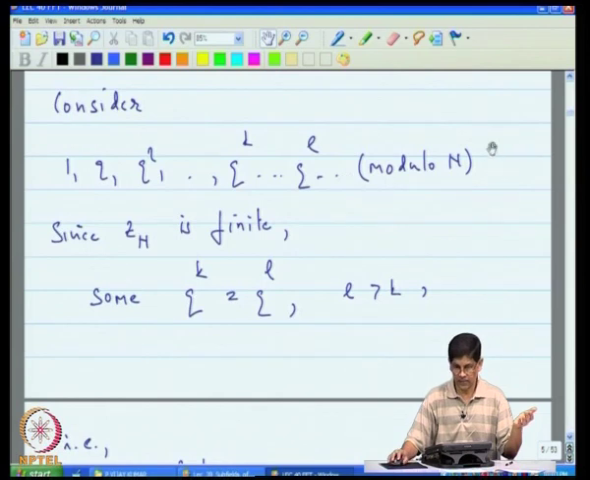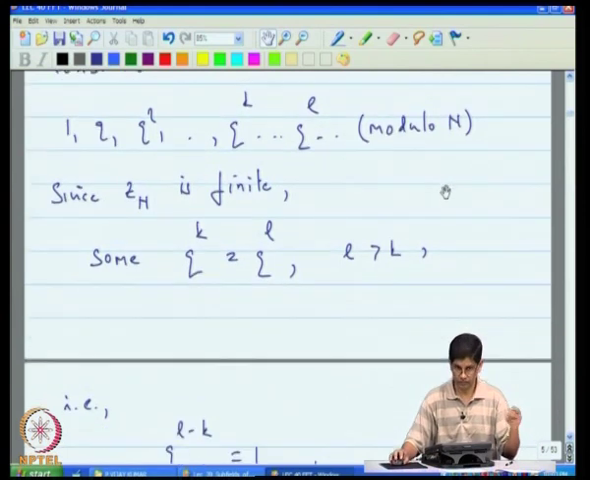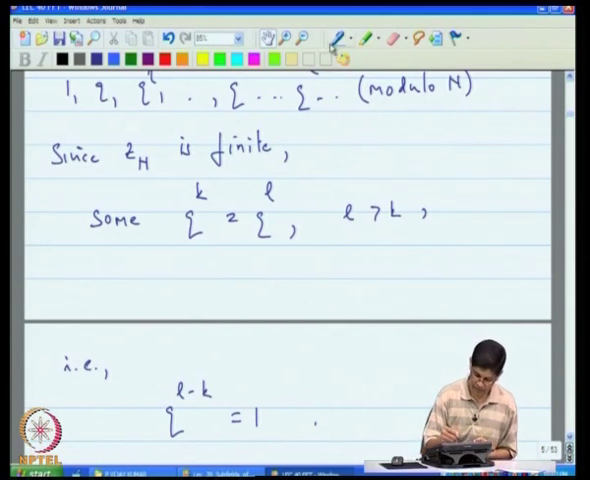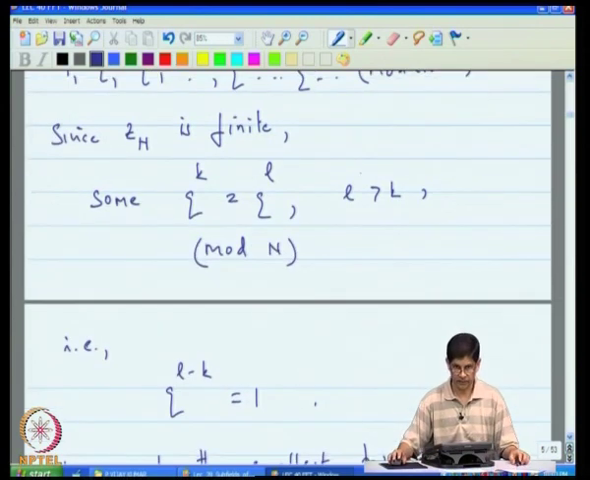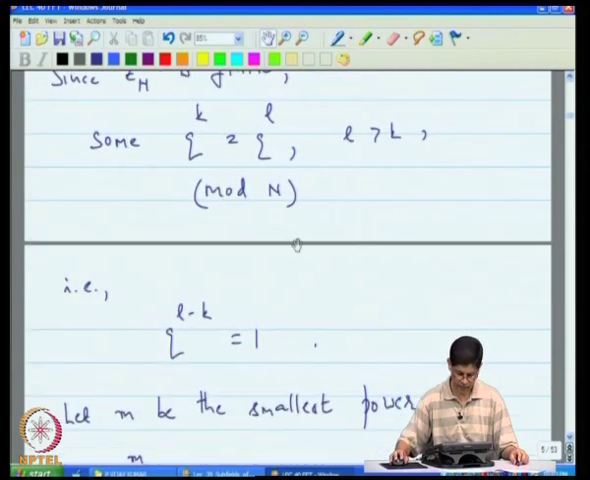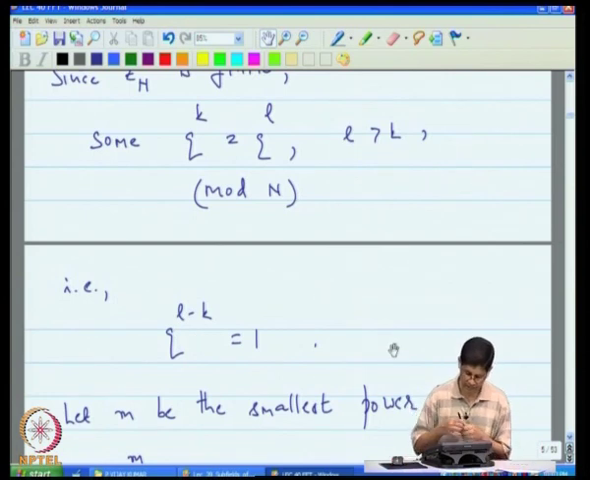Now, since there are only n residues modulo n, at some point this series must repeat, right. 2 elements must be the same modulo n. Okay. So, perhaps I should emphasize that and write this is true modulo n. Some 2 powers must agree. Now, without loss of generality, we can assume that L is greater than k. So, that is equivalent to saying that q to the L minus k is equal to 1.